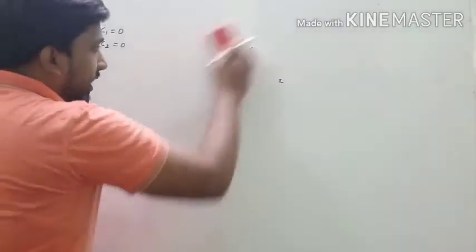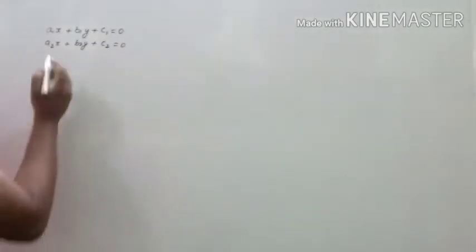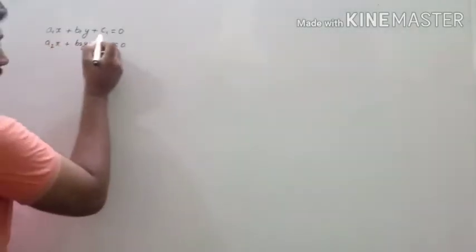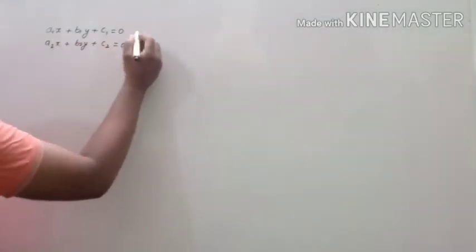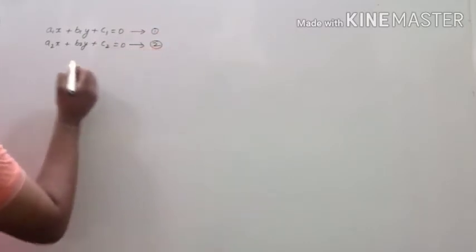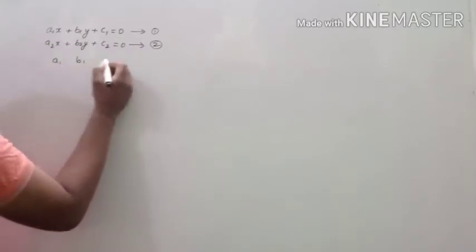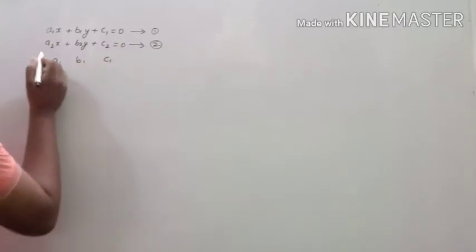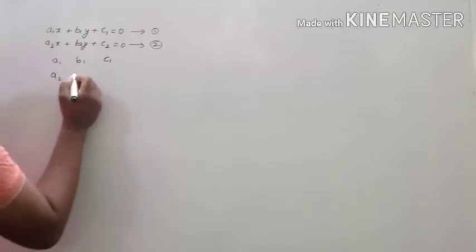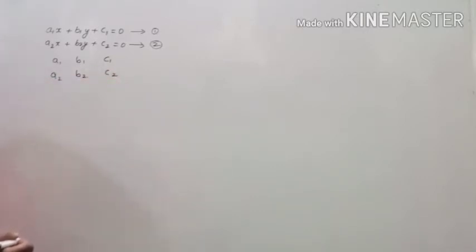So if we consider particularly these constants, what are the constants you have in the first equation? Let me take this as the first equation and this as the second equation. In the first equation we have constants a1, b1 and c1. In the second equation we have the constants a2, b2 and c2, right?